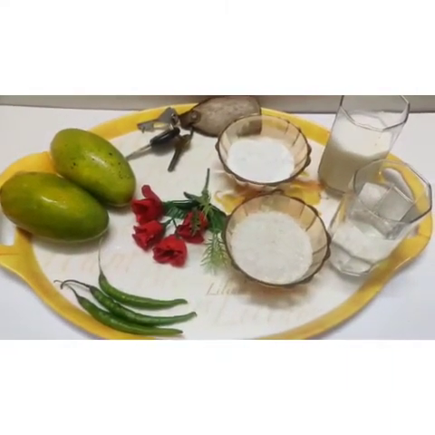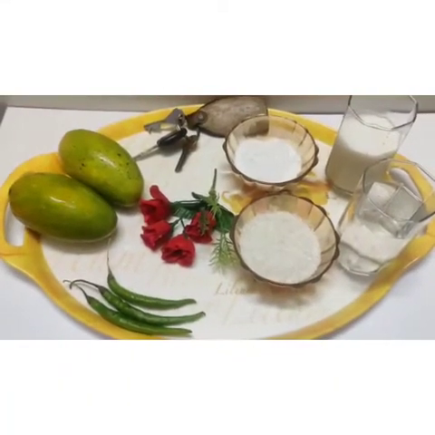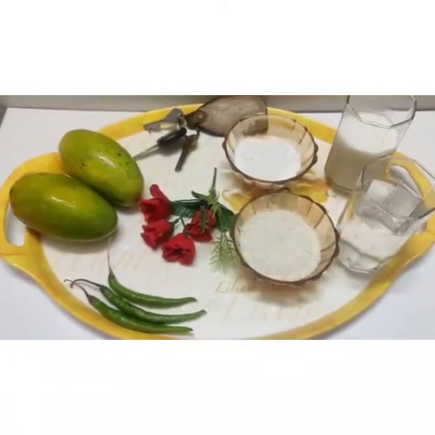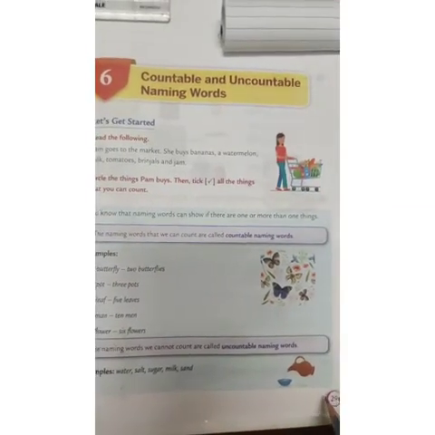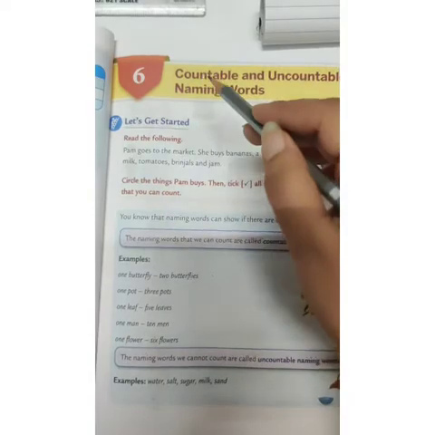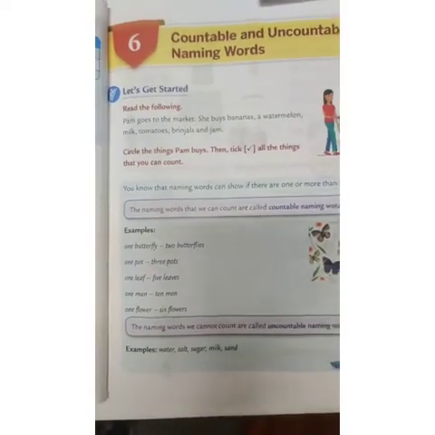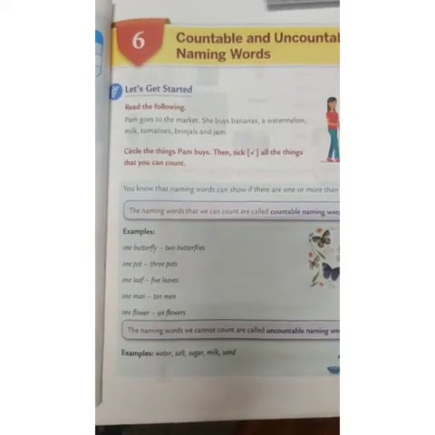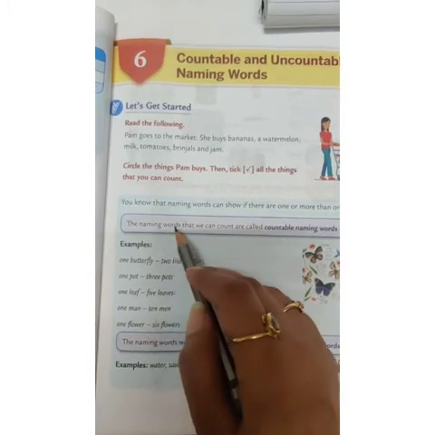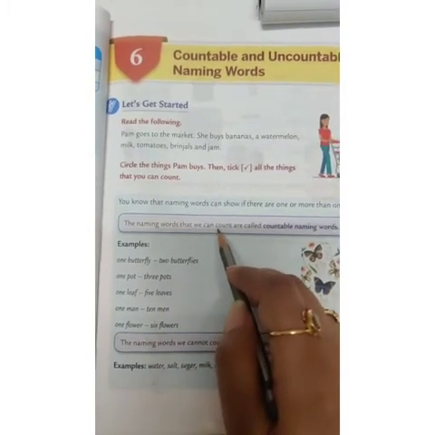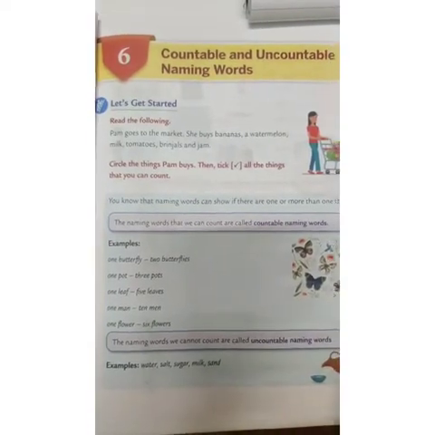So now let us do the book exercise. Come on, take out your books and open chapter number 6. Page number 29, chapter 6, countable and uncountable naming words. So what are countable naming words, children? The naming words that we can count are called countable naming words.